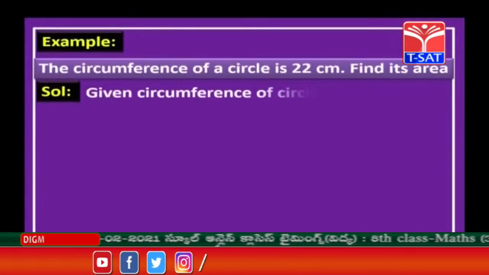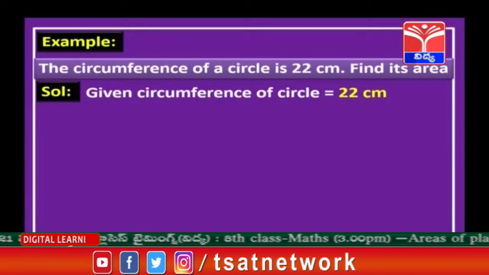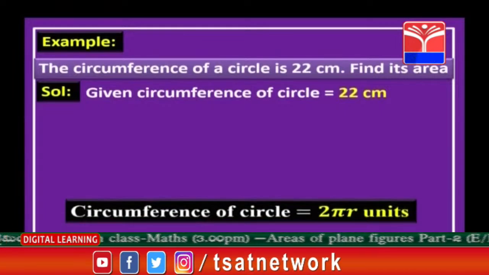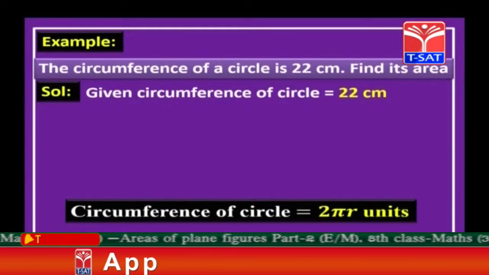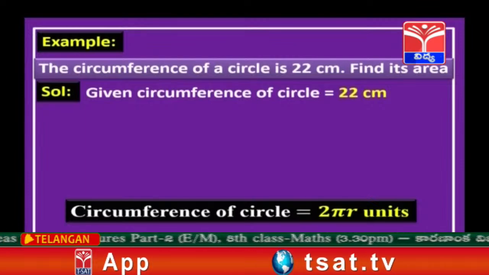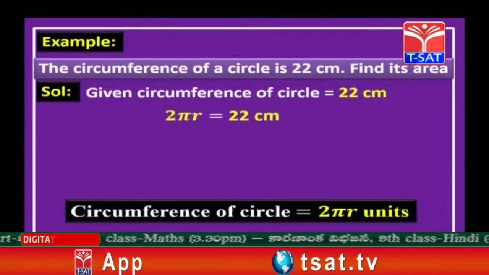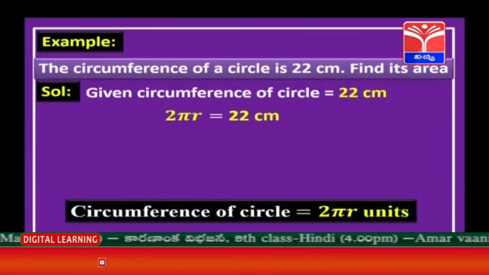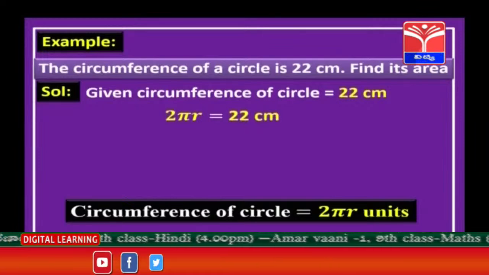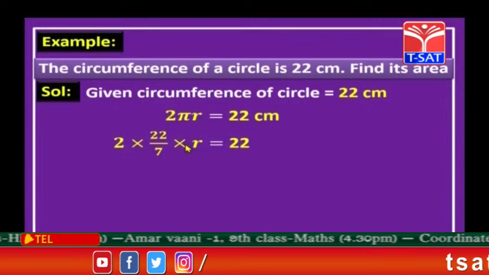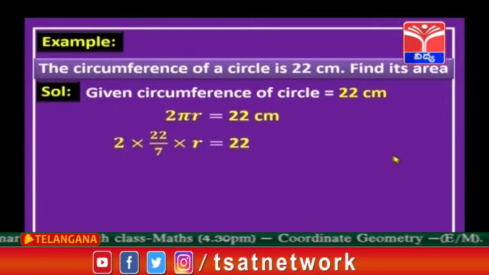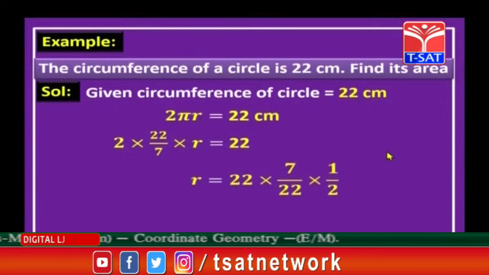The circumference of a circle is 22 centimeters. Find its area. So what is the circumference, children? 22 centimeters. And we know that the circumference of circle is given by 2 pi r units. So I can write 2 pi r is equal to 22 centimeters. Now let us substitute the value of pi here. 2 into 22/7 into r is equal to 22. Now what is the value of r, children, here?